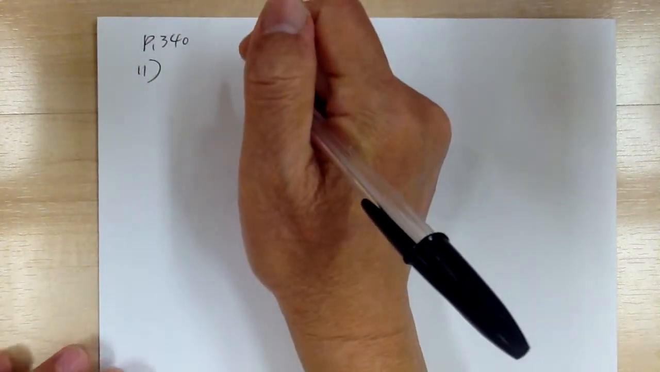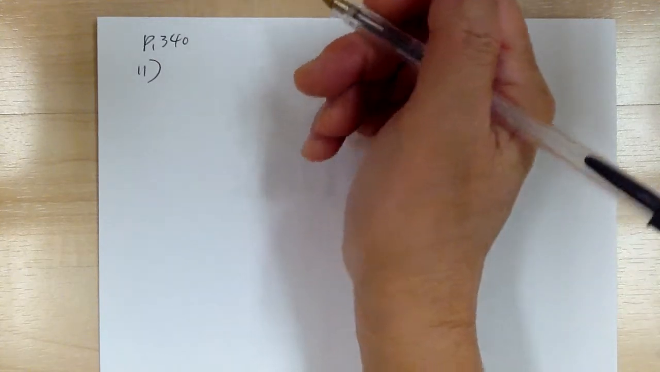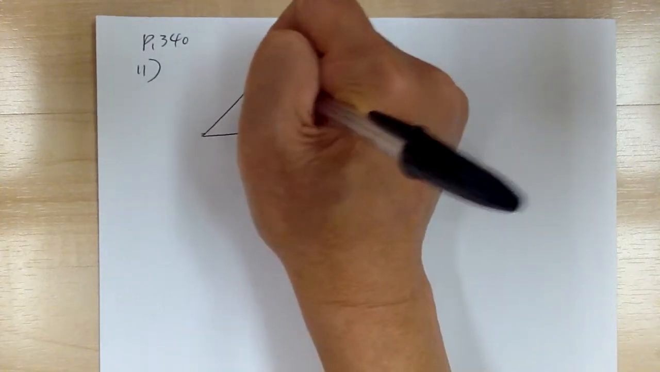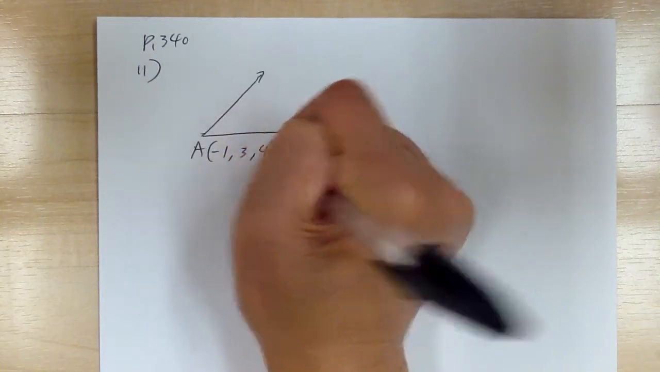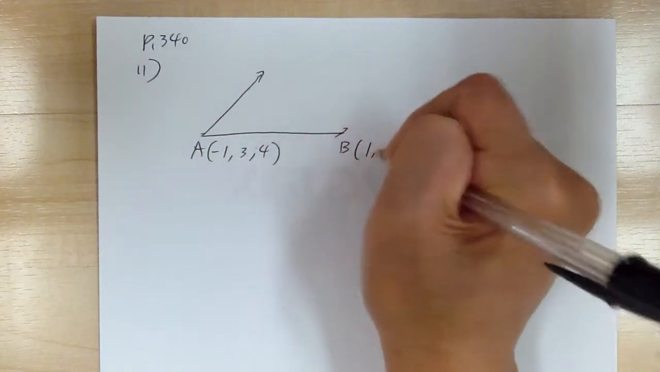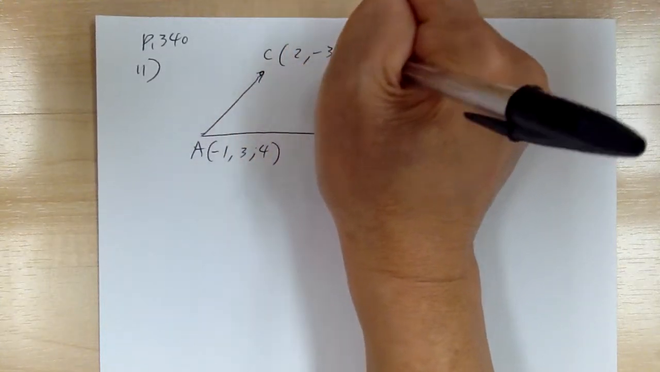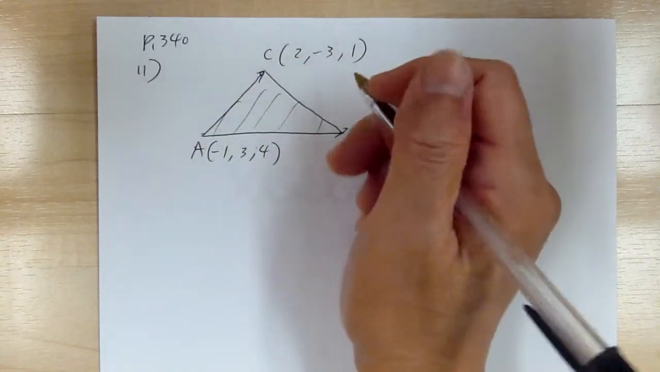Okay, let's go to number 11. Number 11 is very similar, but this is the area of a triangle now instead of the parallelogram. So you have a triangle with the vertices. Here's point A at (-1, 3, 4), point B at (1, 2, 5), and point C at (2, -3, 1).